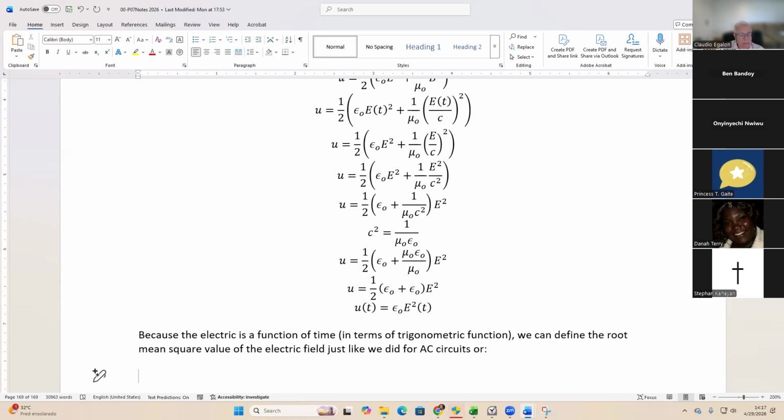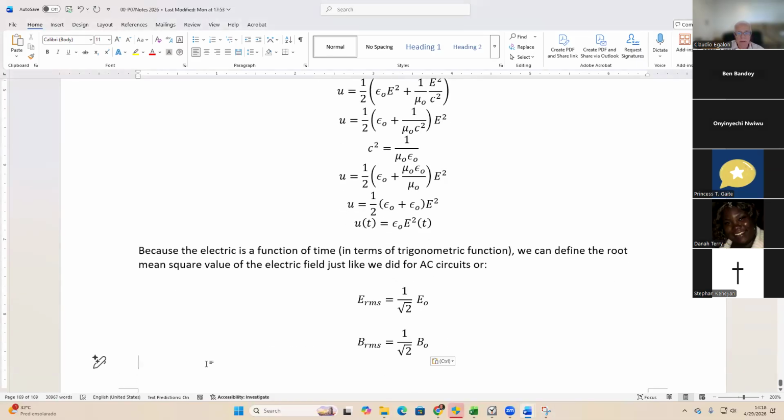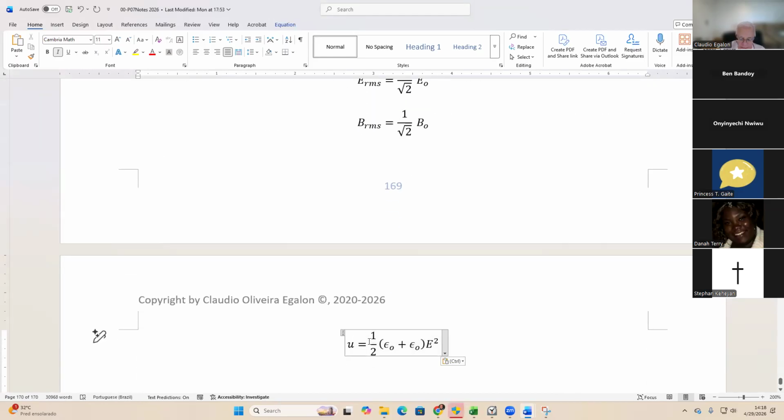The root mean square value is the amplitude divided by the square root of 2. Don't forget, this one here is the amplitude. That's why I put E naught here. And we have 1 divided by square root of 2, right? And now we can also have the root mean square value of the energy density, something that is a constant, right?